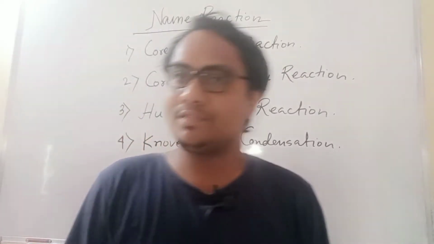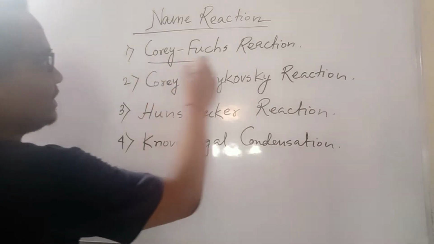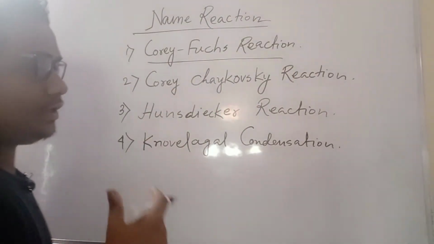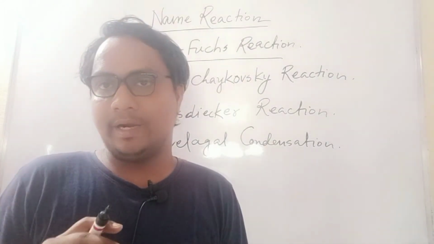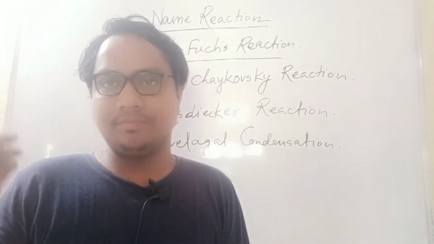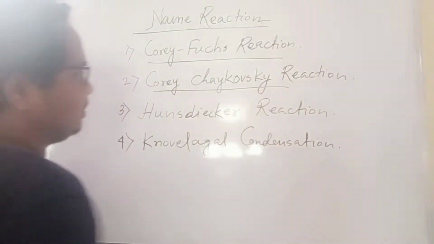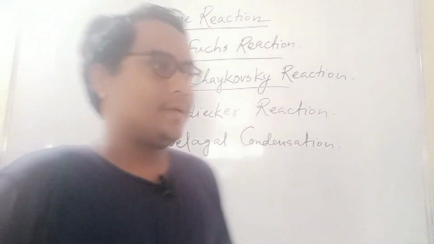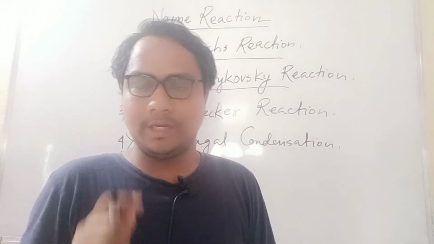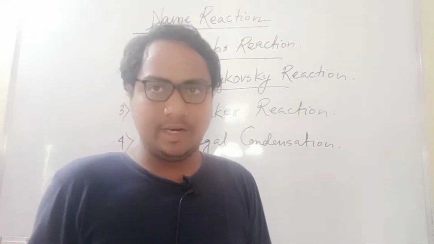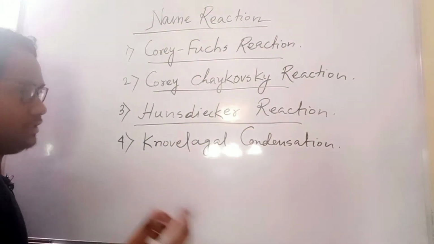First, you should know what these name reactions are. The first is called the Corey-Fuchs reaction. This is one of the important name reactions for formation of a triple bond from an aldehyde. The second is the Corey-Chaykovsky reaction, for preparation of a double bond from a ketone by sulfur ylide. So this is 2, and this is Hunsdiecker. You know this reaction already from B.Sc.